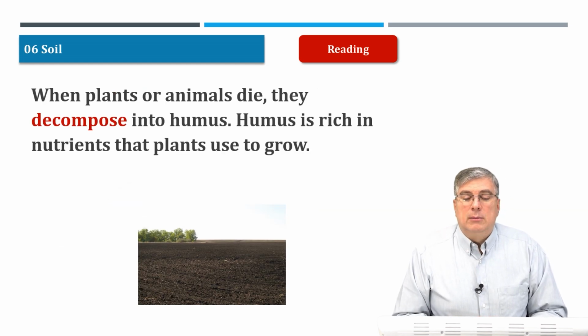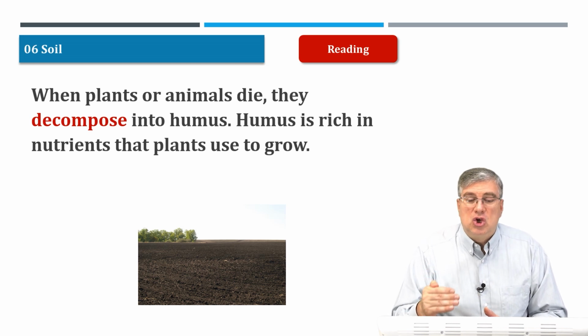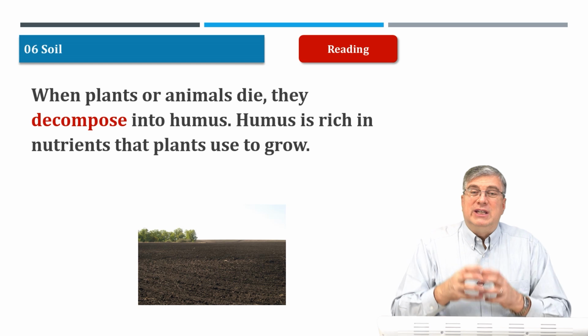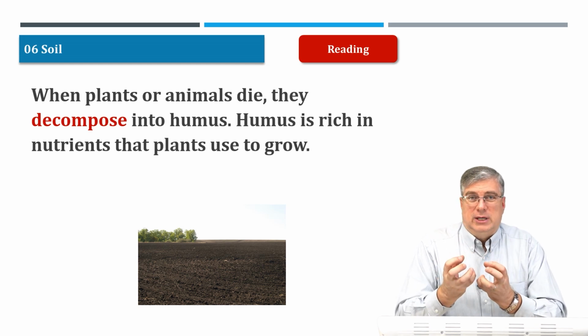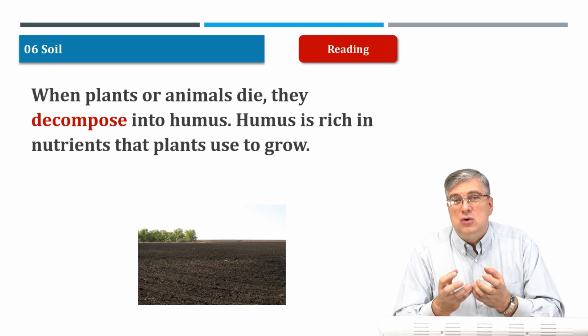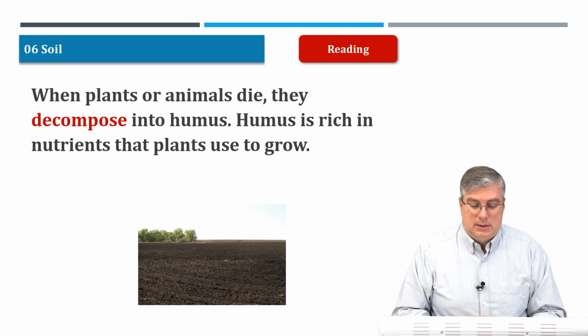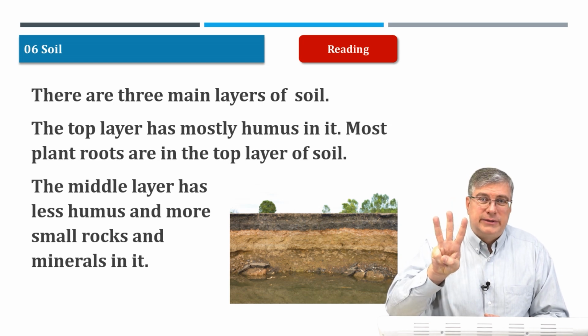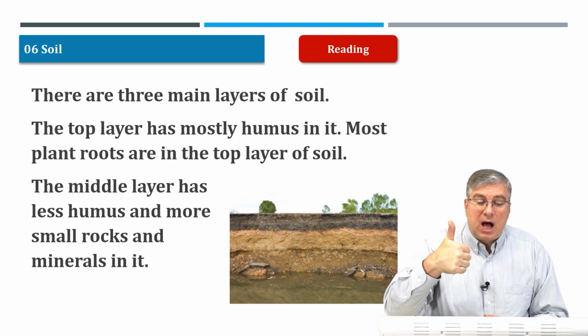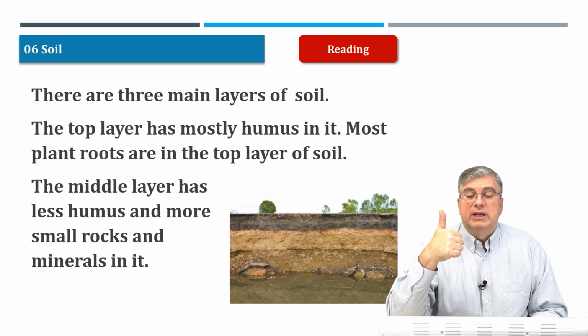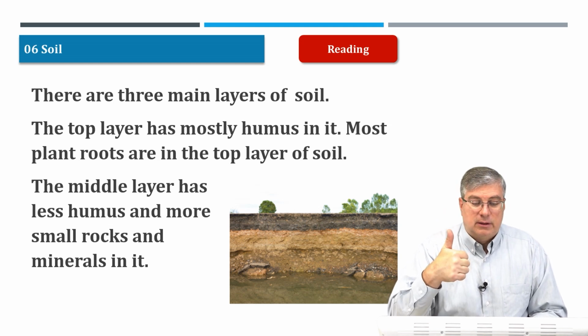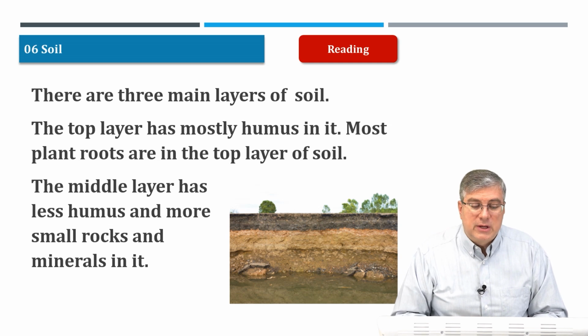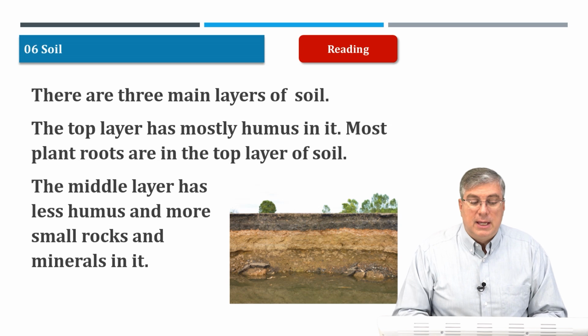When plants or animals die, they decompose into humus. Humus is rich in nutrients that plants use to grow. There are three main layers of soil. The top layer has mostly humus in it. Most plant roots are in the top layer of soil.